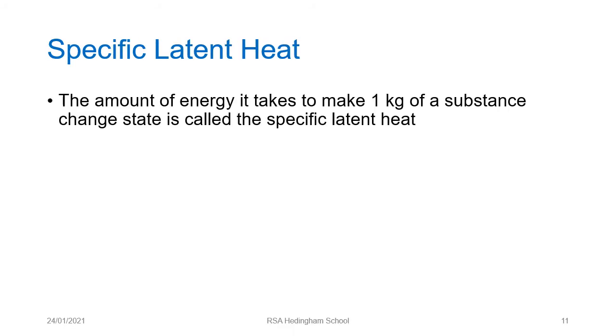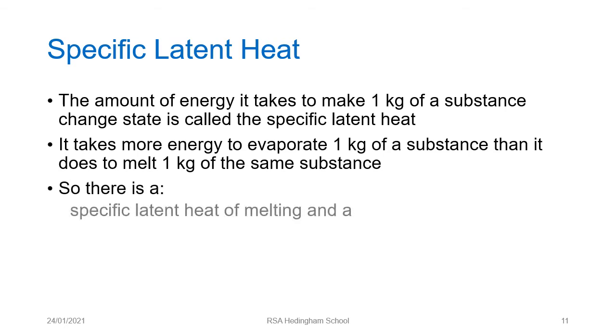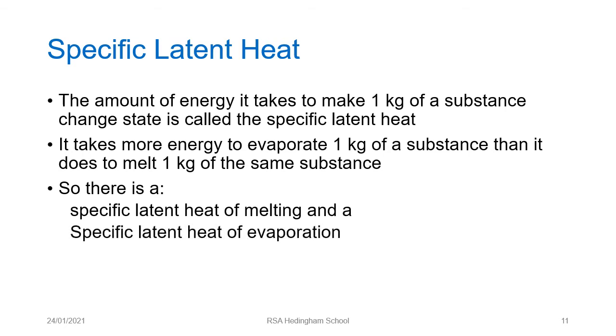The specific latent heat is the amount of energy it takes to make 1 kilogram of a substance change state. So this is the amount of energy that is required at those flat points to actually change the state. But it takes more energy to evaporate 1 kilogram of a substance than it does to melt 1 kilogram of the same substance. So we have two different specific latent heats. We have a specific latent heat of melting and a specific latent heat of evaporation.